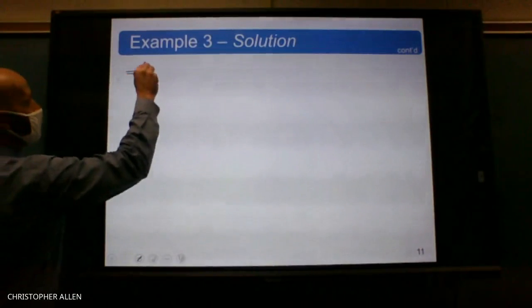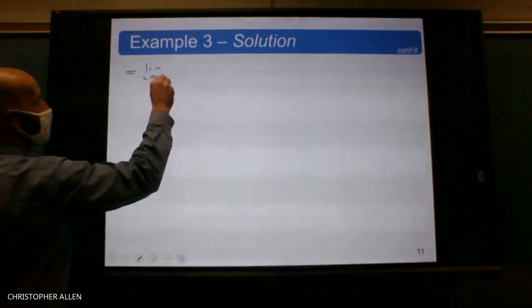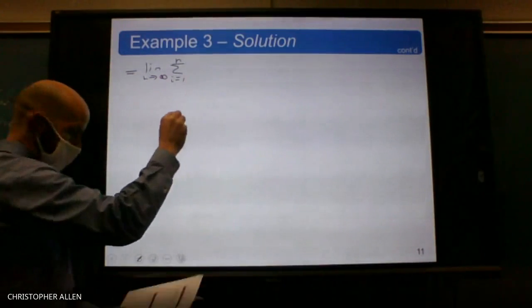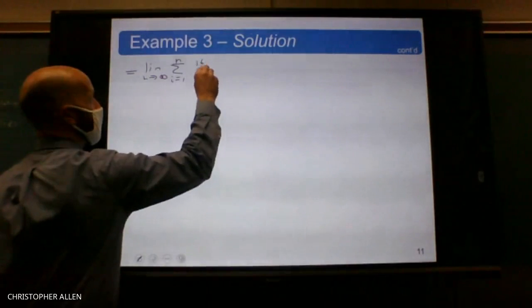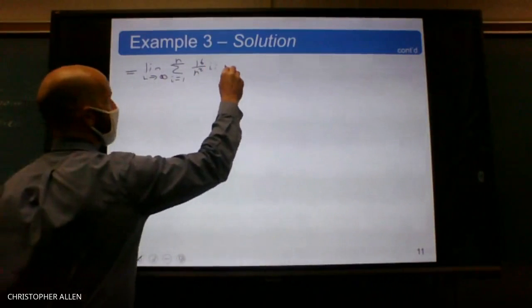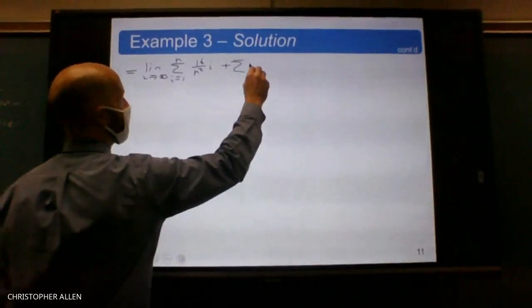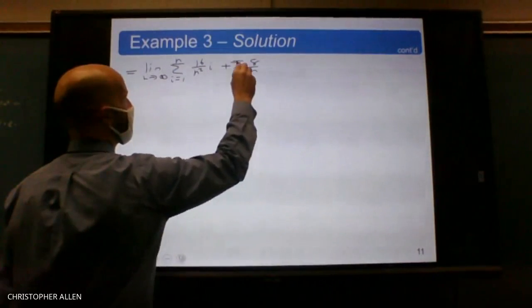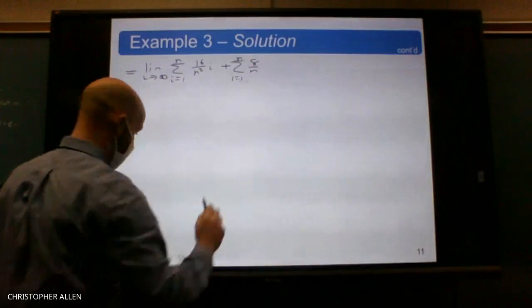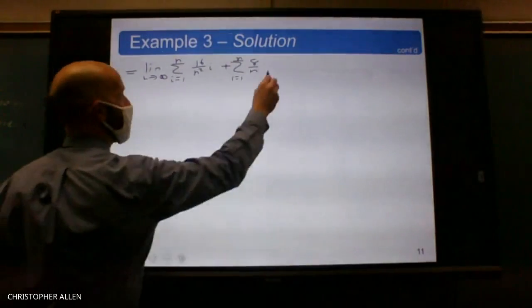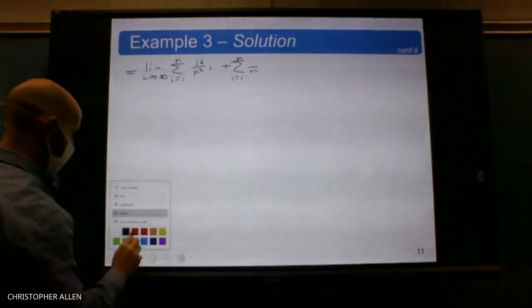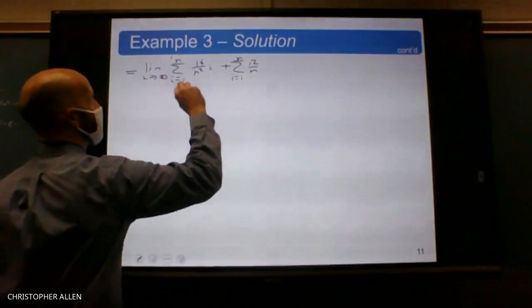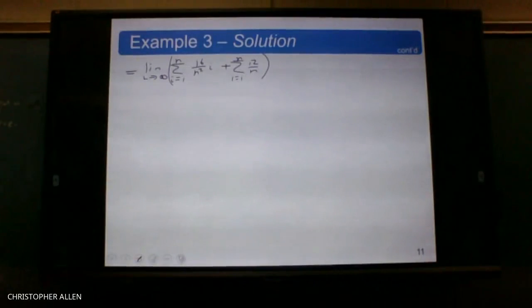So this is equal to the limit as n goes to infinity, summation i going from 1 to n of 16 over n squared i plus summation of, was it 8 over n? Is that right? No, that is 12. Oh, 12. Okay, sorry. Thank you. 12. And this is all in parentheses, right? This is that last step we just had?